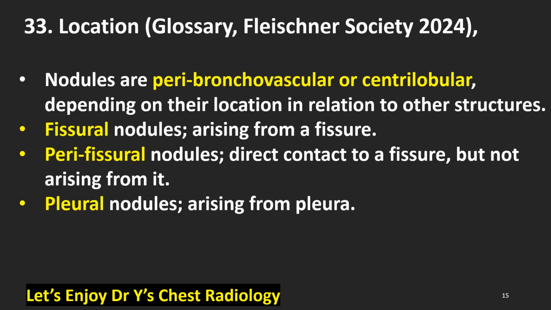Location of the nodules. Nodules are peribronchovascular or centrilobular, depending on their location in relation to other structures. Fissural nodules arise from a fissure. Perifissural nodules have direct contact to a fissure but do not arise from it. Pleural nodules arise from the pleura.